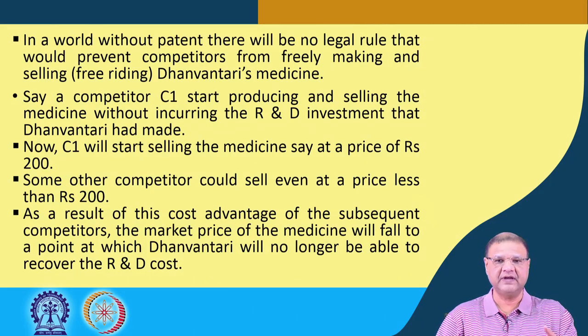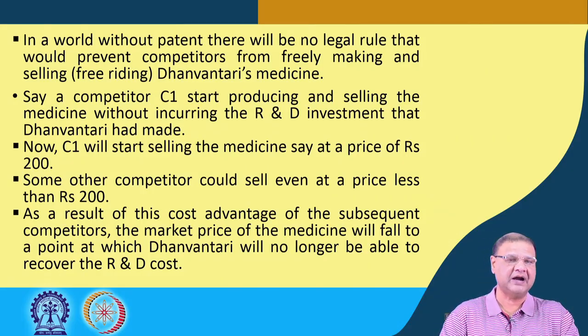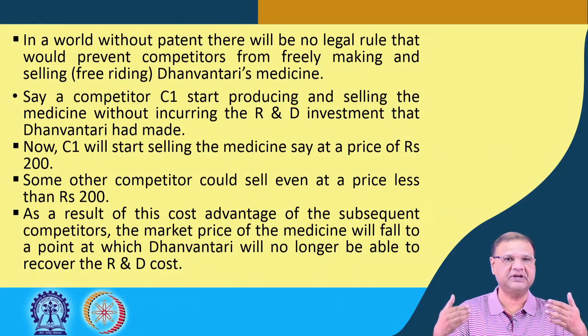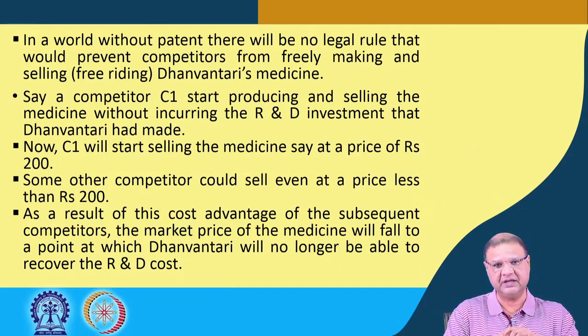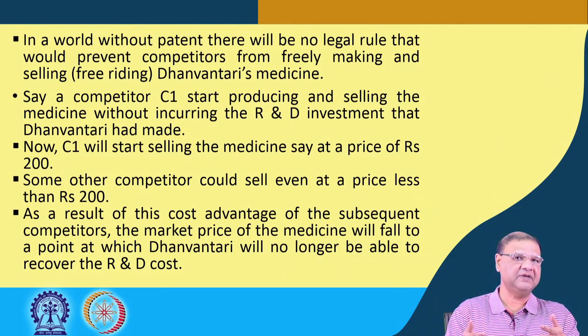Now, in that hypothetical world which we are trying to conceptualize, there will be no patent law to prevent the competitors of Dhanvantari from freely making and selling the same medicine. Suppose a competitor is clever enough to understand the formula and the composition of the new drug, and he has understood it by reverse engineering. The competitor has understood the chemical formula of the new chemical entity, and it would start producing and selling the medicine, because in the absence of patent law, it would not be a violation of any rights belonging to the first inventor, which is Dhanvantari.